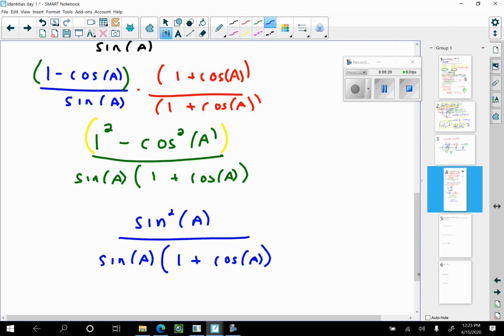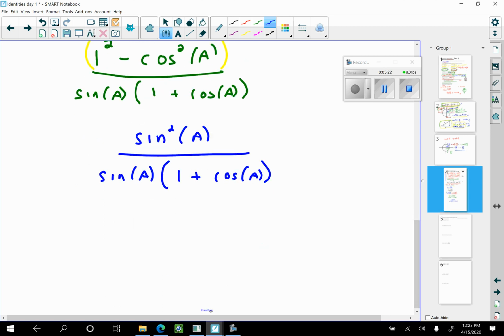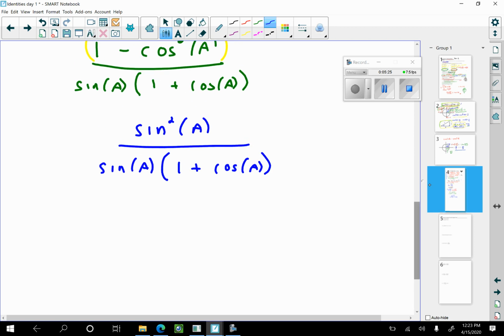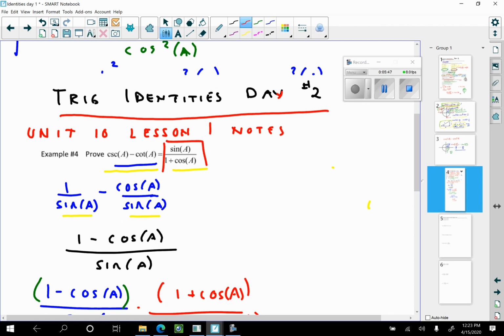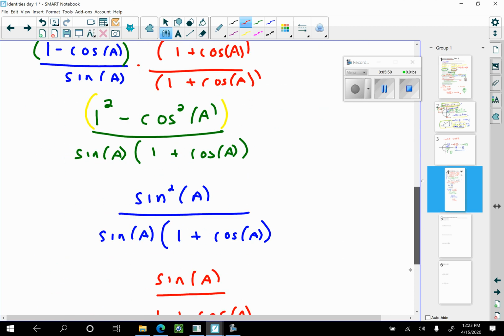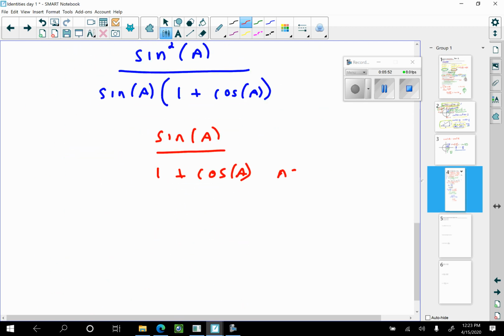I have to walk through this video a couple times. Oh, and look what I have here. I have sine squared divided by sine. One of these sines will cancel. Sine squared divided by sine is going to be sine on top divided by 1 plus cosine A. And guess what? That is what I desired. Sine of A over 1 plus cosine of A. This is as desired.